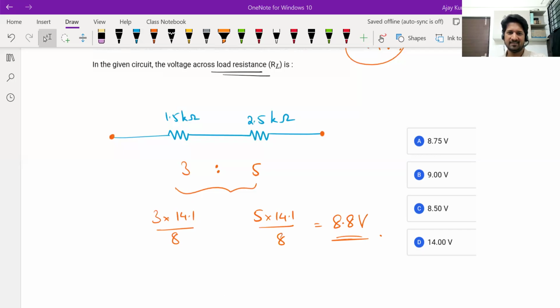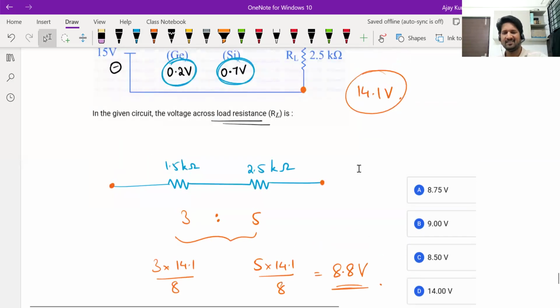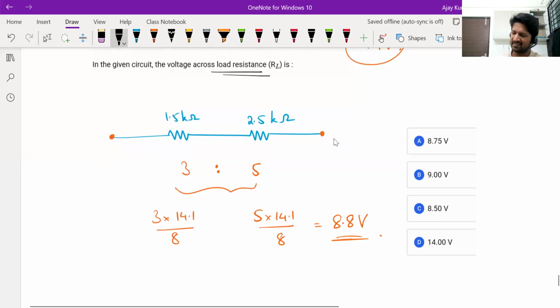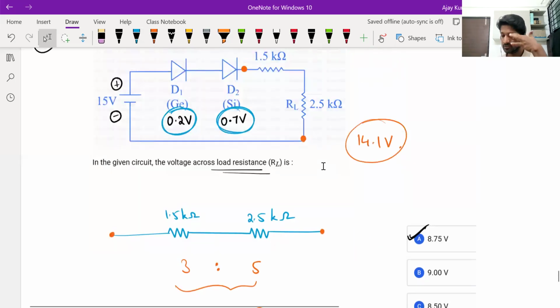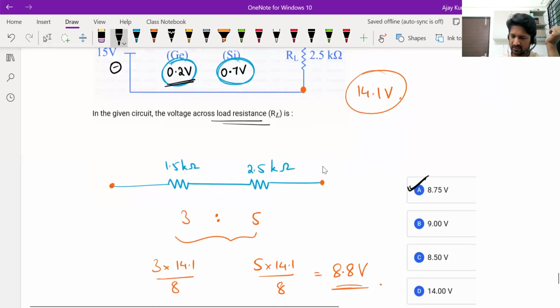Sir, 8.75. Why? Because it is closest. Yes, sir. Maybe. Actually, they have to give those voltages. Right. So in this case, the answer will be 8.75. Now, if it is 8.75, that means the share of these two, 0.2 and 0.7, is slightly greater. Okay, let it be. If they had given those voltages, we could have calculated accurately.